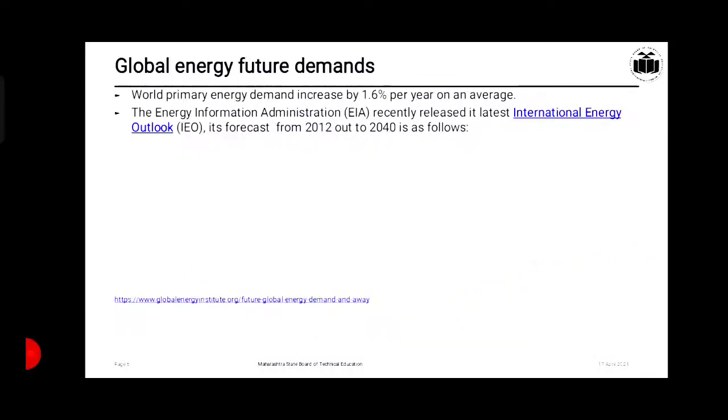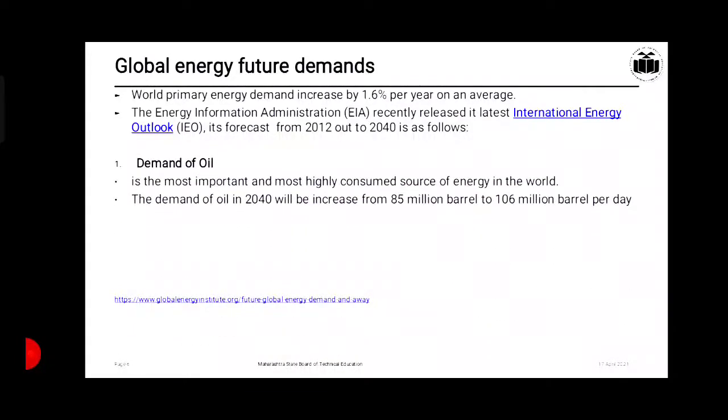Now the global energy for future demands. World primary energy demand increases 1.6% per year on average. Means every year demand will go on increasing by 1.6%. The Energy Information Administration, that is EIA, recently released its latest International Energy Outlook, that is IEO. It forecasts from 2012 to 2040 the following demands.